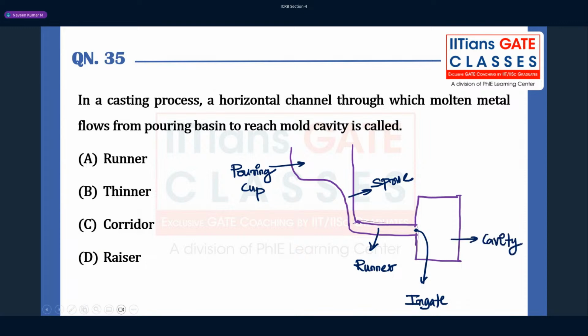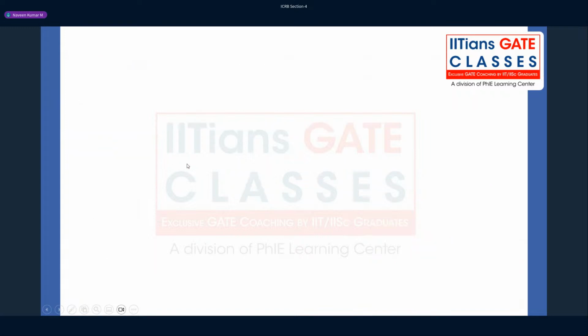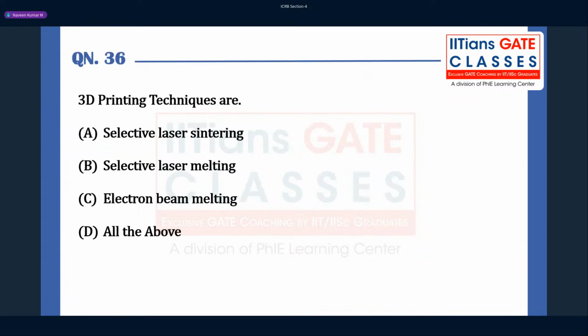So what is the question? A horizontal channel from which molten metal flows from the pouring basin to reach the mold cavity. This is the answer. Runner is the answer, right? Riser is nothing but when you have something like this. This is your riser. It will compensate the shrinkage. So the answer is runner. Simple. Okay. Proceed. Next.